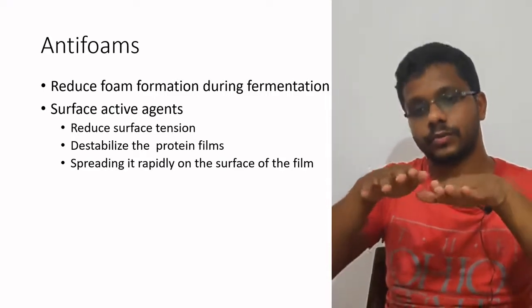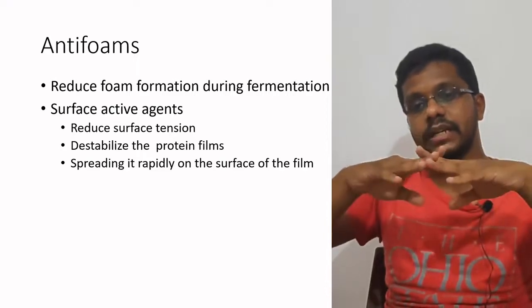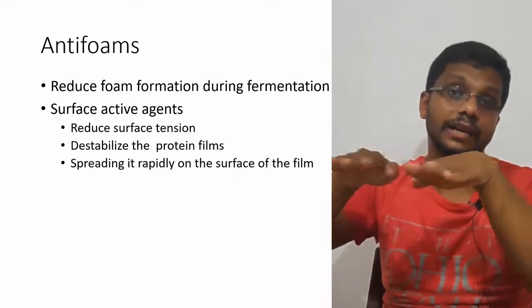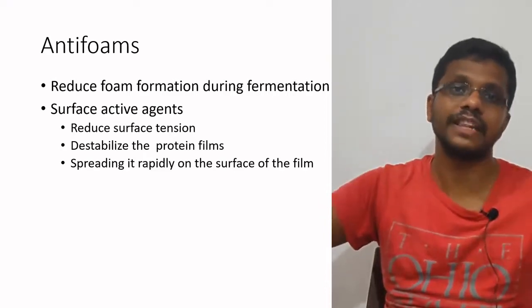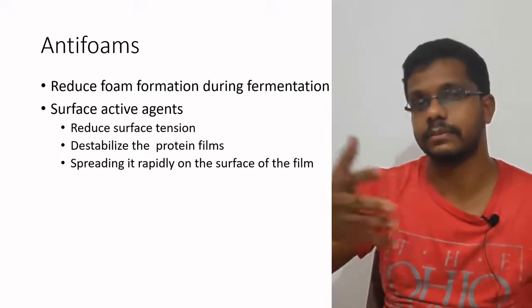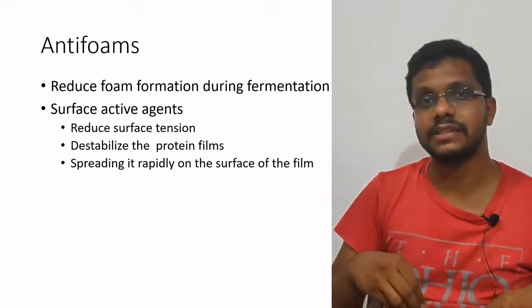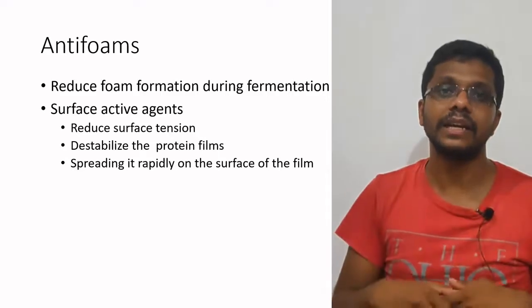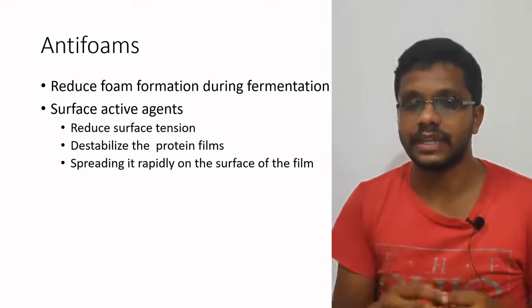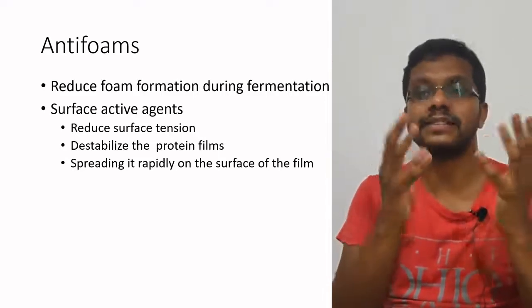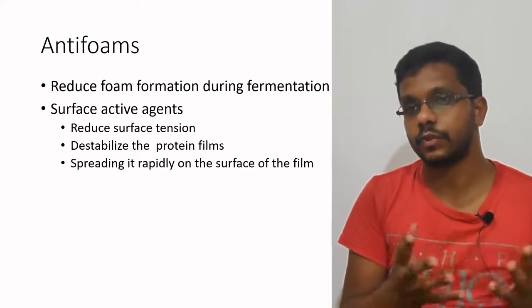So in order for foaming, there should be a formation of a continuous film which can trap the air bubbles. Once we have the antifoam agents which float in the media, they will be on the surface of the media, which will destabilize the film so that there won't be foaming.